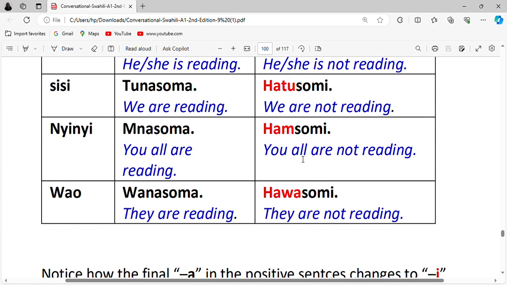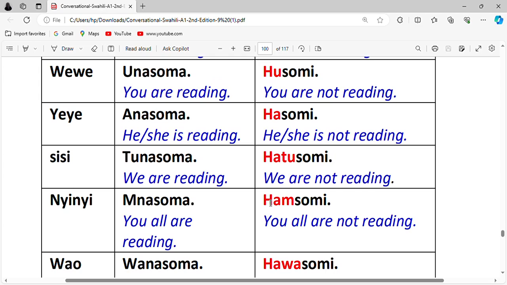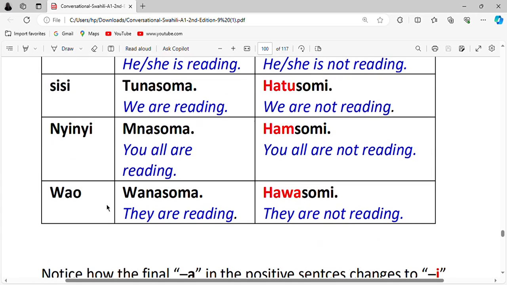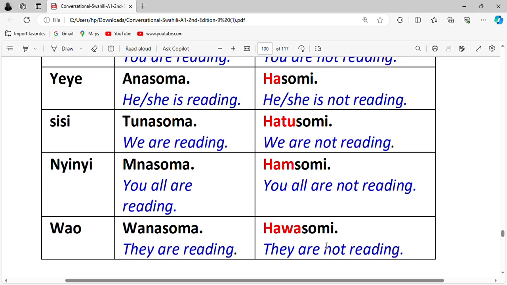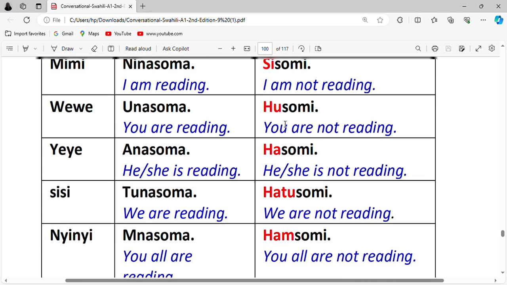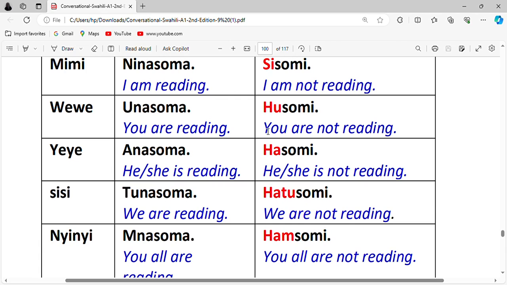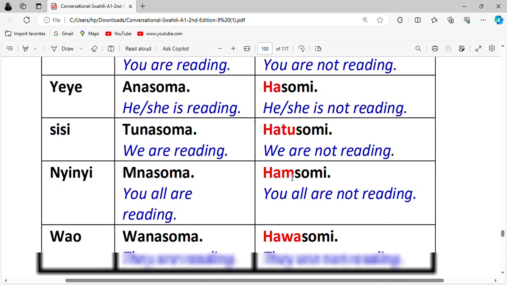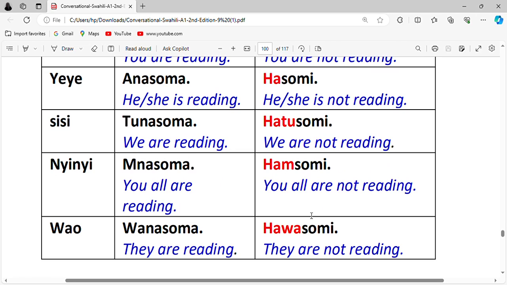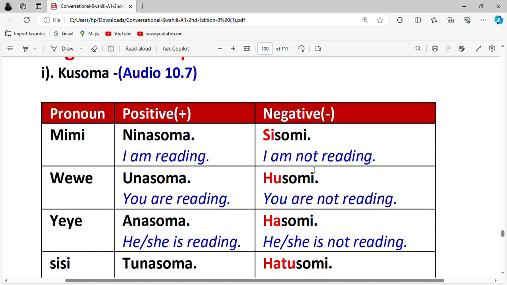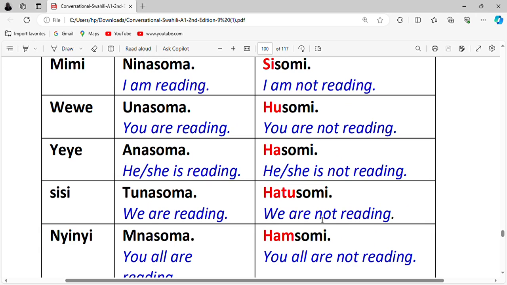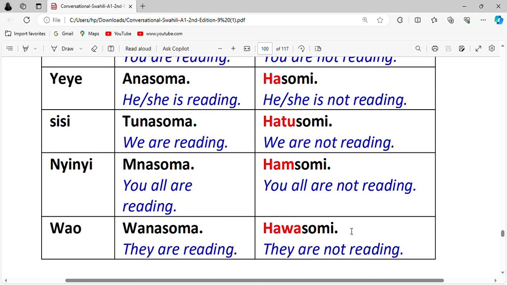Nyinyi mnasoma, you all are reading. Nyinyi hamsomi, you all are not reading. Wao wanasoma, they are reading. Wao hawasomi, they are not reading. Notice the negative markers for these sentences. Mimi will be si, wewe is hu, yeye is ha, sisi is hatu, nyinyi is ham, wao is hawa. Sisomi, husomi, hasomi, hatusomi, hamsomi, hawasomi. They are not reading, hawasomi.